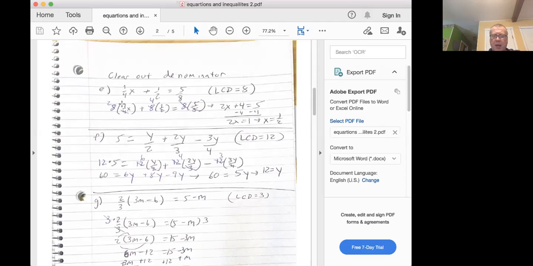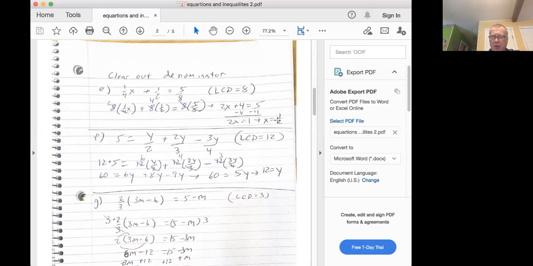When I multiply the 8 times 1/4 x together, the 8 and the 4 will cancel, giving us 2. So that ends up giving us a 2x. That's what we have here. When I multiply the 8 with the 1/2, 8 times 1/2, that's 8 over 2. That gives us 4. That's what we get here. And then 8 times 5 over 8, the 8's cancel cleanly, giving us 5.